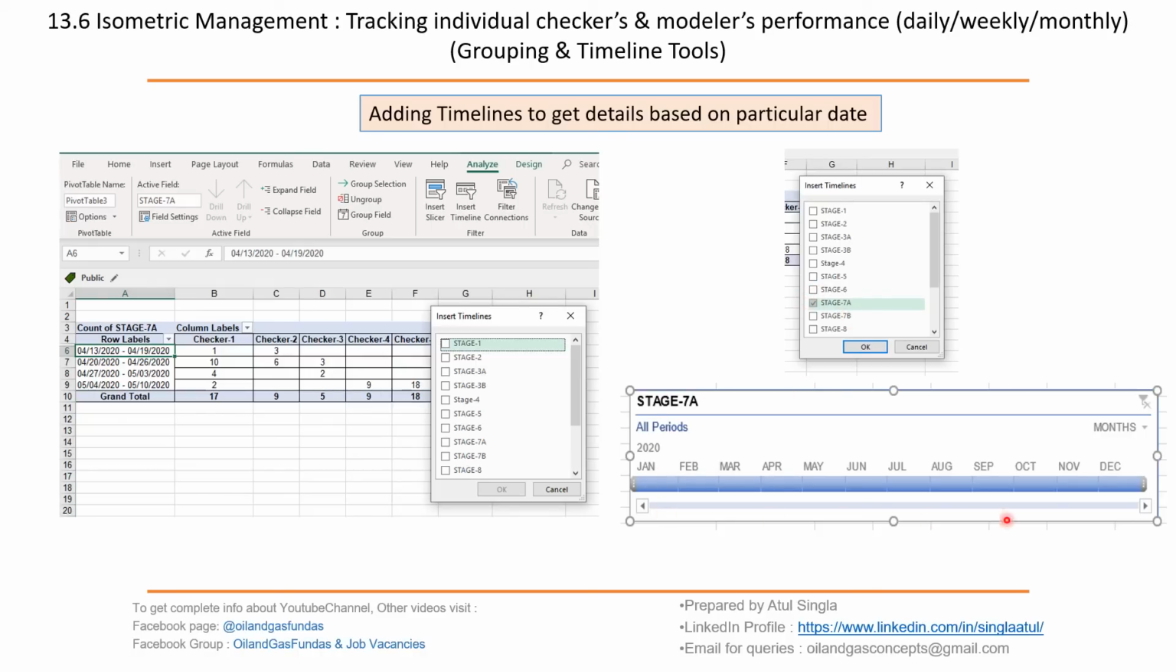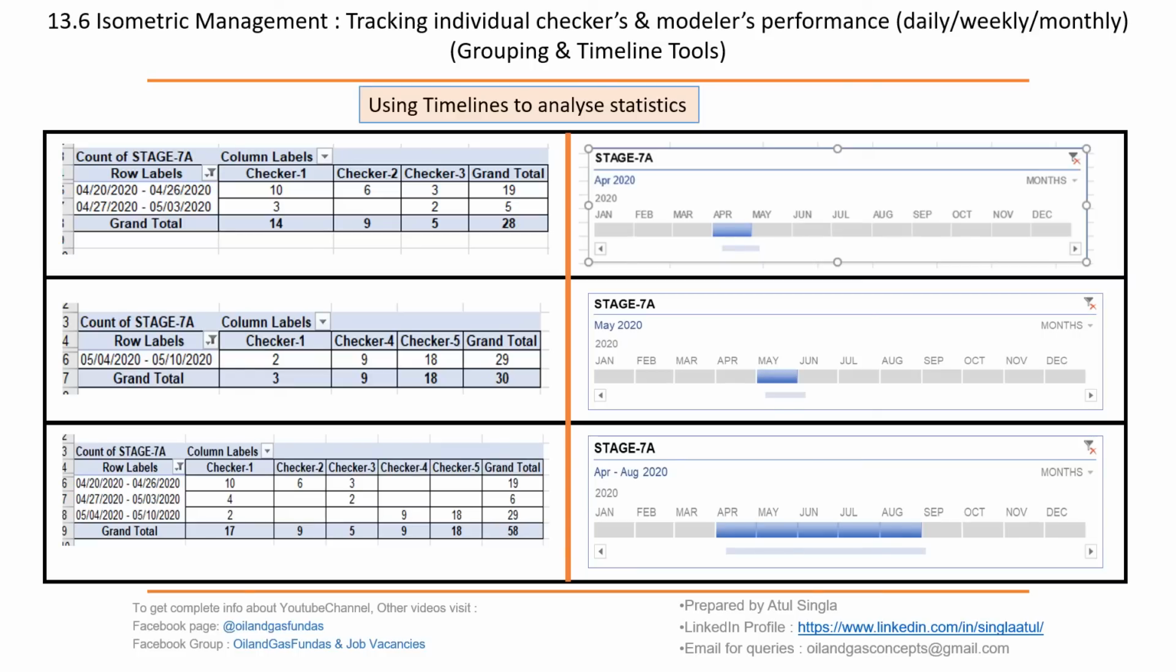This window will appear. Now what does it mean? You have a timeline on a monthly basis, January, Feb, March, April. Every month you can select, and you are getting a timeline for the same data. So now we have a pivot table, weekly status of stage 7, that is how many sheets were back checked by each checker. Total 28 sheets were checked in these 2 weeks.